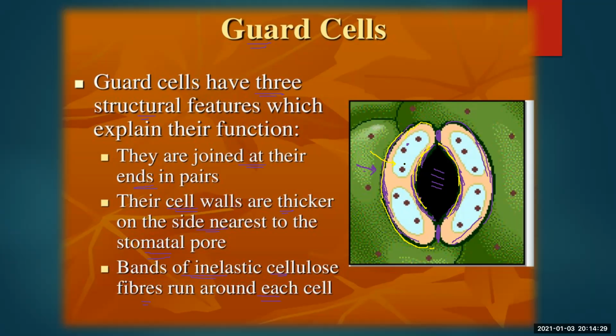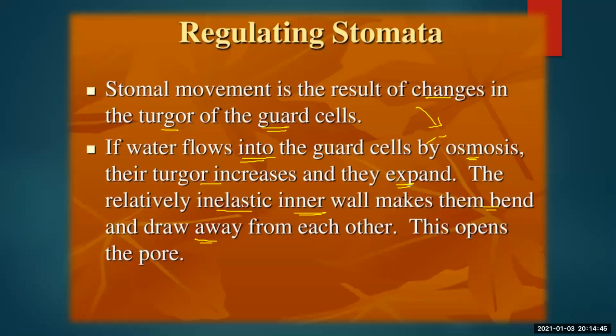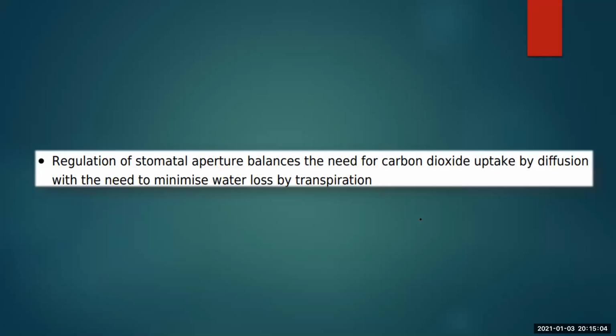So this is how they're bending because of this wall being thin. As the turgidity increases, they bend, and this is what opens the pore. Then, as they bend, the pores are open. So as the stomatal aperture opens and closes, this balances the need for carbon dioxide uptake by diffusion, as well as the need to minimize water loss by transpiration. So through the opening and closing of a stoma, this is what's happening.